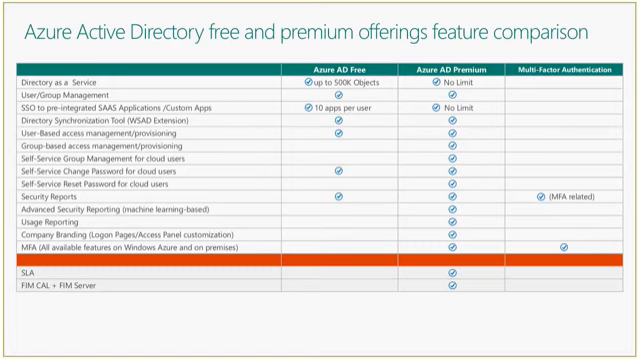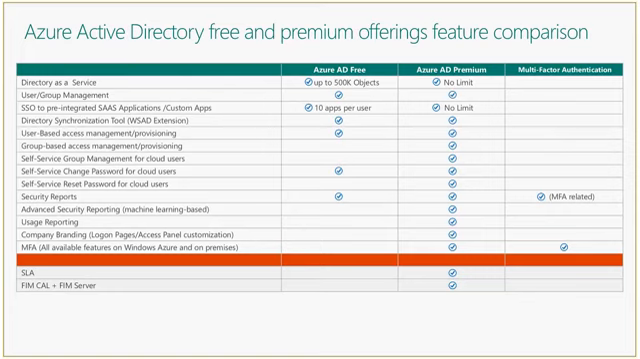And then the additional capabilities like the group-based management, the self-service capabilities, the ability to reset passwords for cloud users and so on. Reports are across both. And then the advanced capabilities further on down around the security reporting, the usage reporting, being able to do branding so that you can provide your own look and feel, and of course multi-factor authentication coming in there as well. So you can see the differences and the value we bring from the Azure Active Directory Premium side.